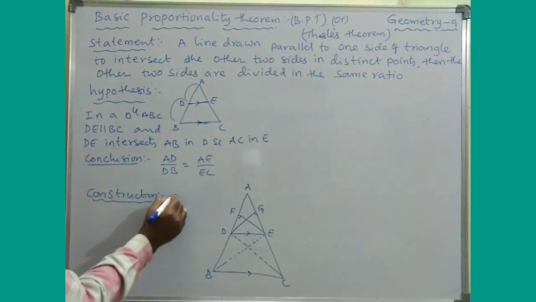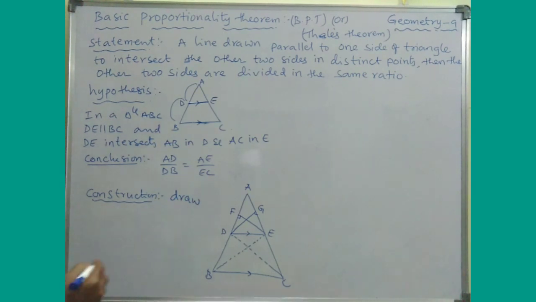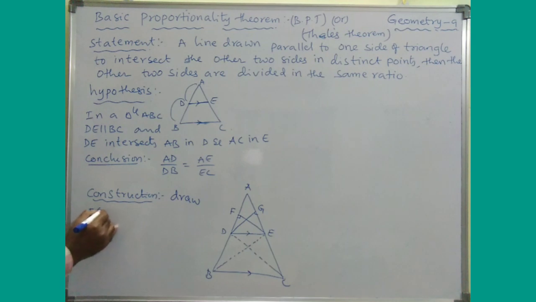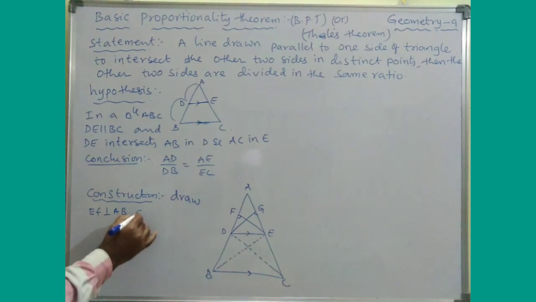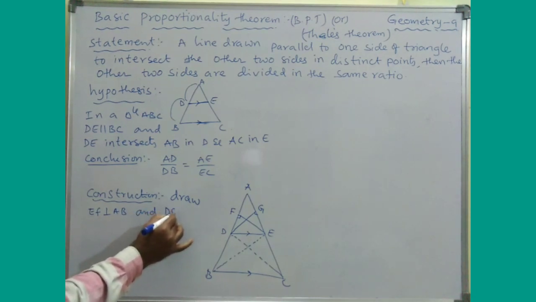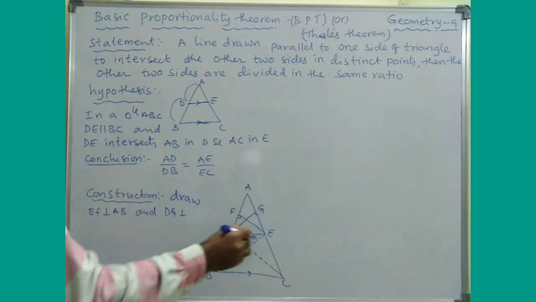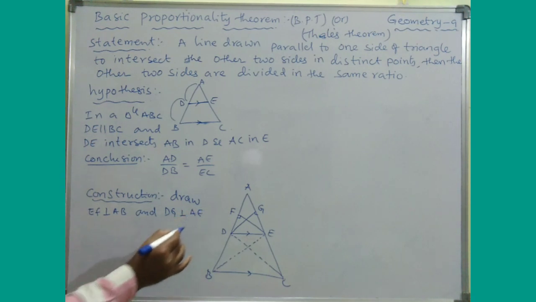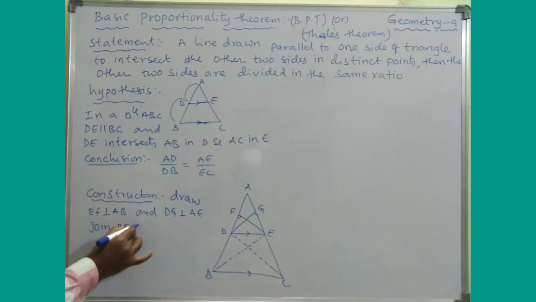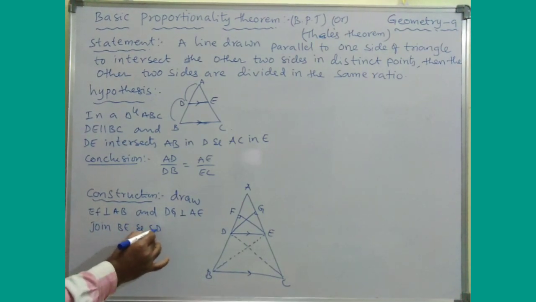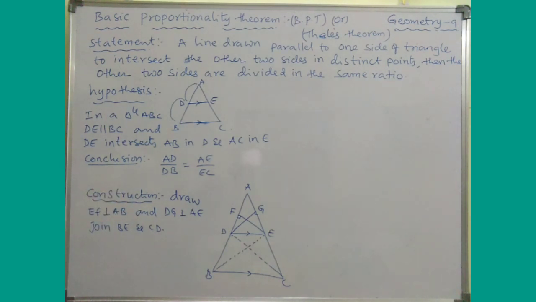Construction. Draw EF perpendicular to AB and DG perpendicular to AE. Also join BE and CD. Okay.